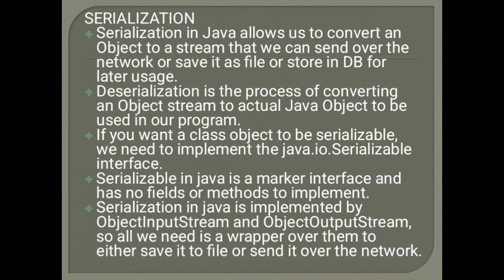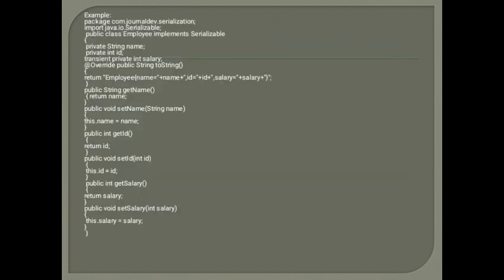Serializable in Java is a marker interface and has no fields or methods to implement. Okay, so this in Java is implemented by ObjectInputStream and ObjectOutputStream only. So all we need is a wrapper over them to either save it to a file or send it over the network. This is the example of the serialization.